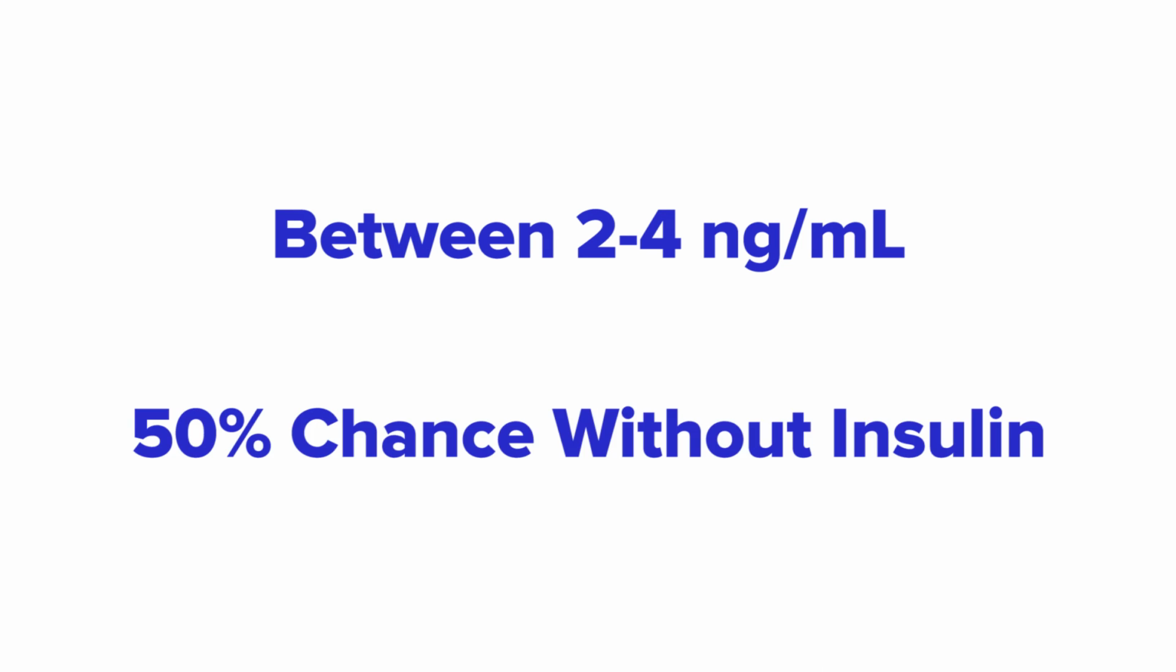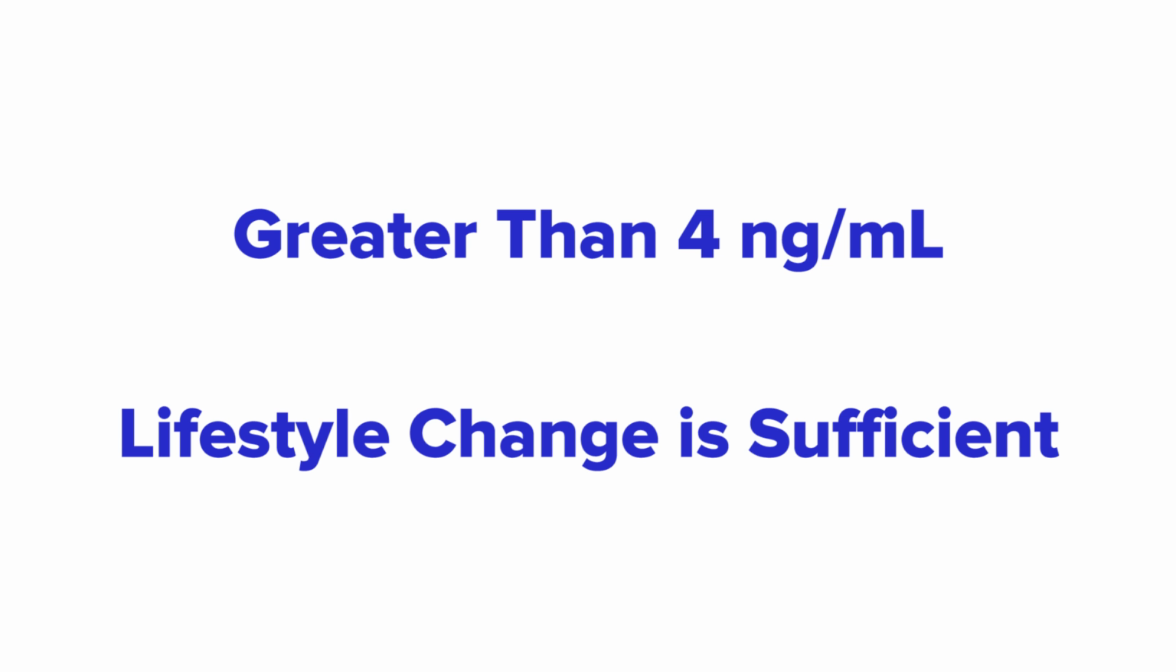If your stimulated C-peptide test is between 2 and 4 nanograms per milliliter, then that indicates that some damage to your pancreas has occurred with about a 50% chance of controlling blood glucose without the use of insulin. If your C-peptide value is greater than 4 nanograms per milliliter, this indicates that the pancreas is still functioning well with about a 95% chance of controlling your blood glucose through lifestyle measures alone.